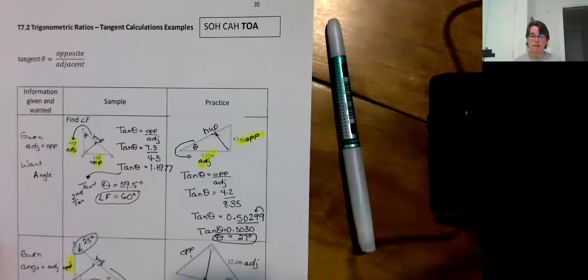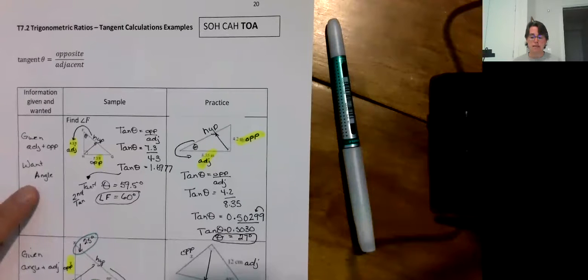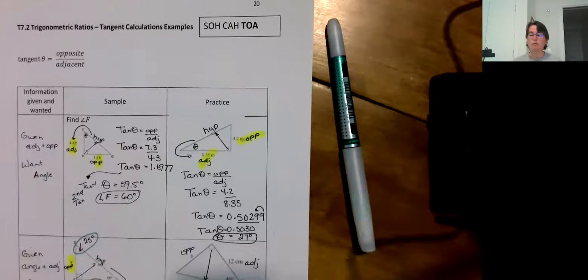So there should be one more. There's one more page of this, and it'll give you the third option. So here we were wanting an angle. Here we're wanting the opposite side. So the last video would be how you calculate when you're figuring out the adjacent.